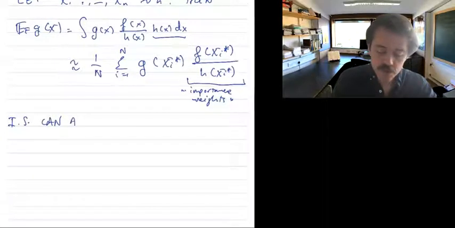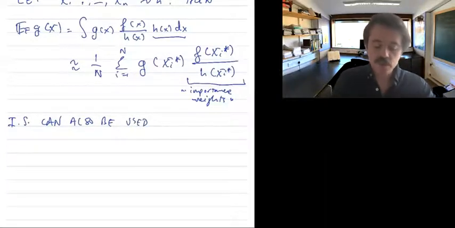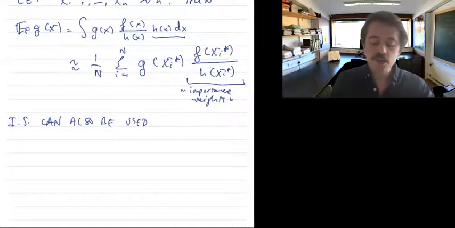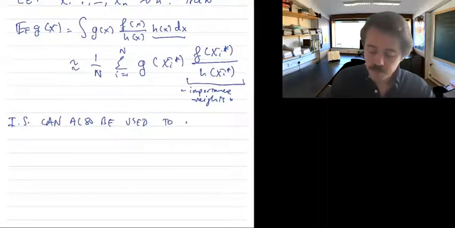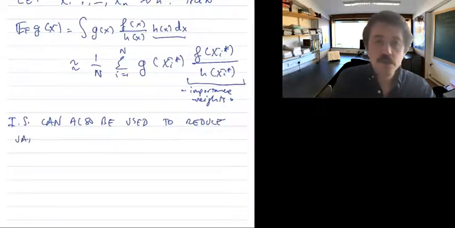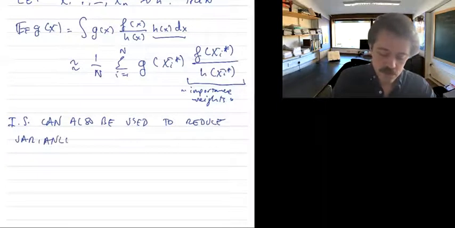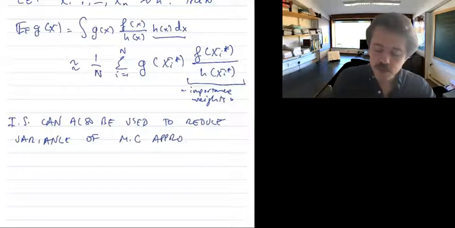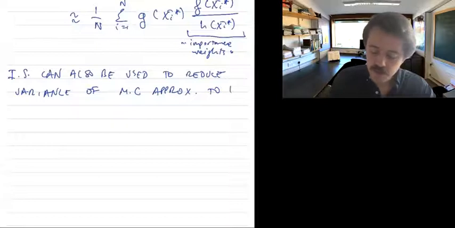But let me mention something about this procedure, because this importance sampling can also be used when we want to compute this expectation and we are happy with this Monte Carlo, but actually we want to reduce the variance. So it can also be used to reduce variance of the Monte Carlo approximation to this expectation.